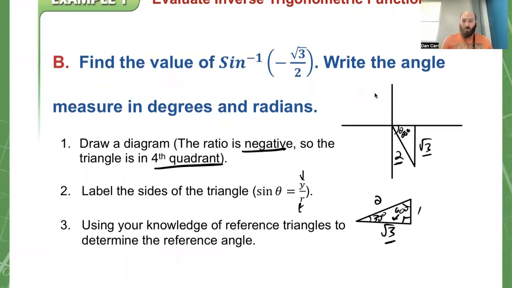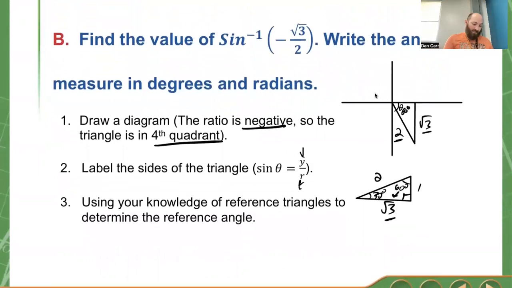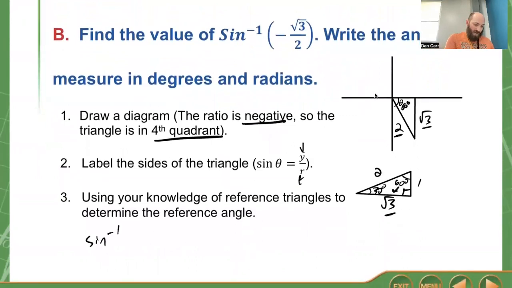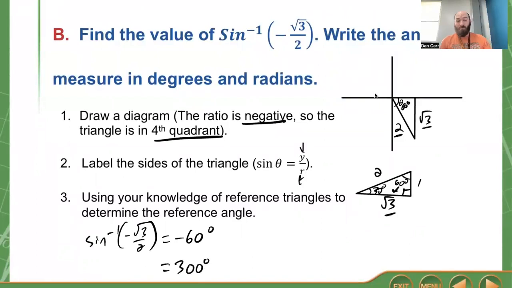Now there's multiple things I could do with that. Because it's going 60 in that direction, that means the inverse sine of negative root 3 over 2 is either equal to negative 60 degrees, or if I go the other way around, that's going to be a positive 300 degrees. Okay, so don't forget about that. It's going to be 60 going this way, but 300 going that way. That's that positive coterminal idea.